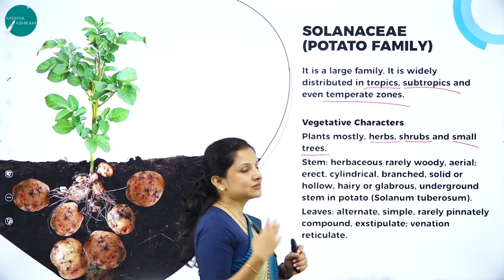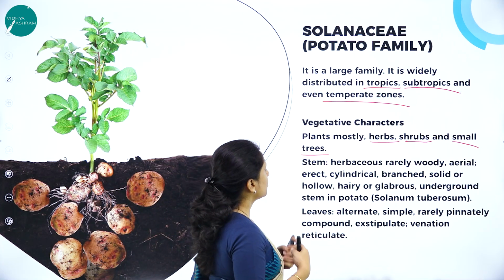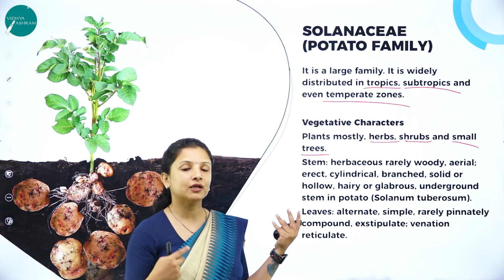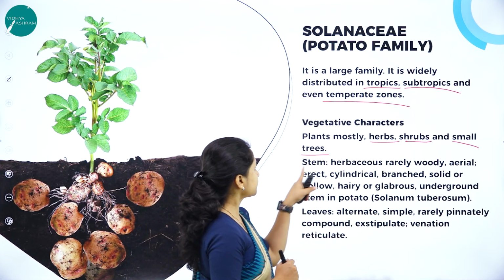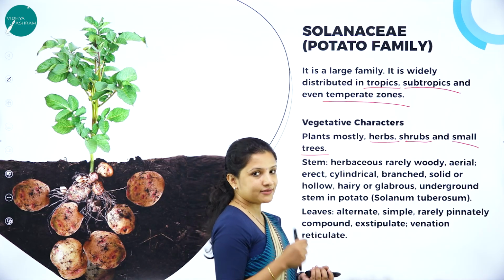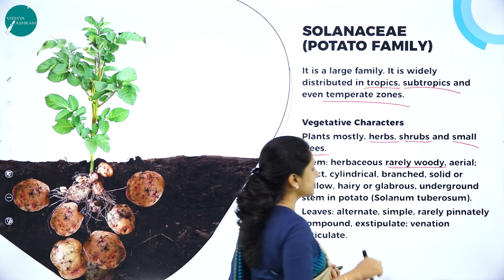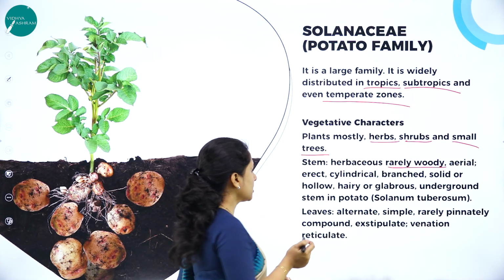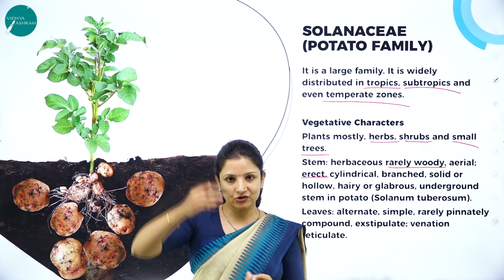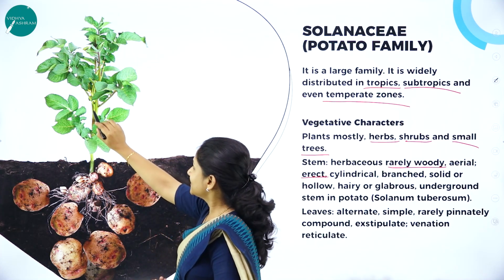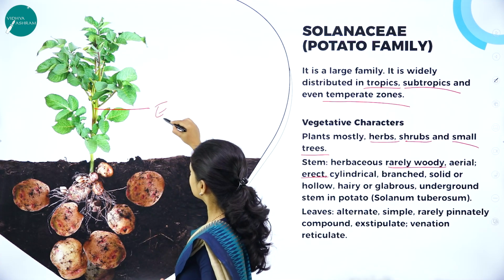And talking about the stem, so next part is the stem. Root, they have not given anything here. Root, of course, it is a dicot, so it will have a taproot system. Next, stem, herbaceous. The stem is herbaceous. It is not woody. Rarely it is woody, and it is aerial. That is, it is above ground and it is erect. The stem is straight, right? Can you see the stem? It is aerial, above the ground. It is erect, standing straight.